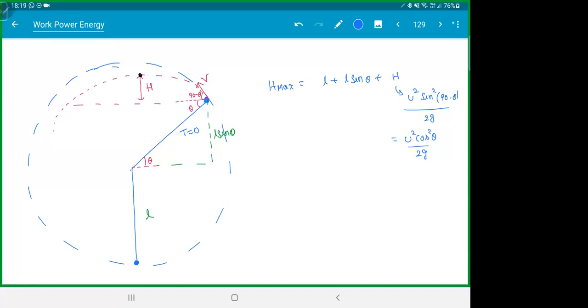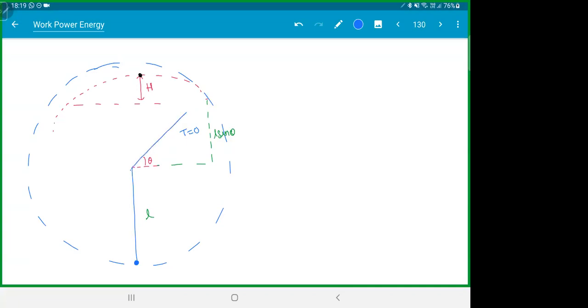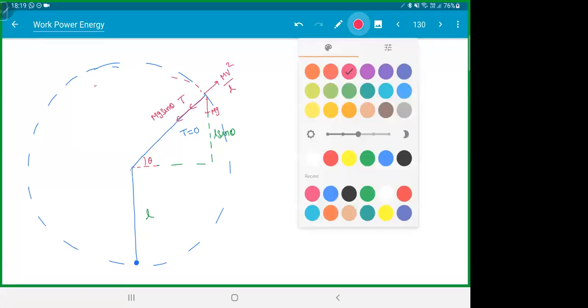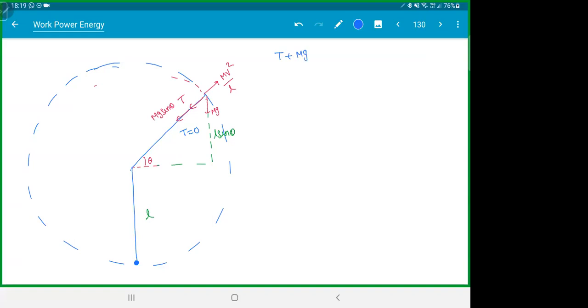Show you here, see. So at this point here, if you draw the FBD, tension T is 0. This is mg cos(90 minus theta), mg sin theta. Centrifugal force mv square by L. So we get tension plus mg sin theta is equal to mv square by L. You're saying tension becomes 0, so we end up with v square is equal to gL sin theta.